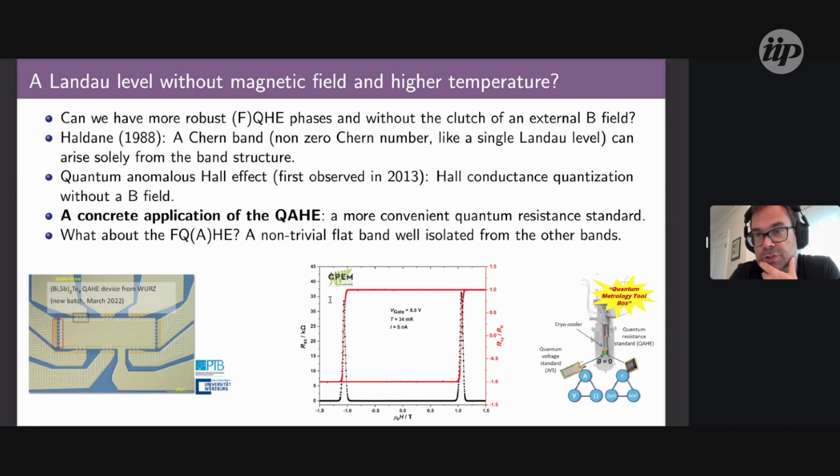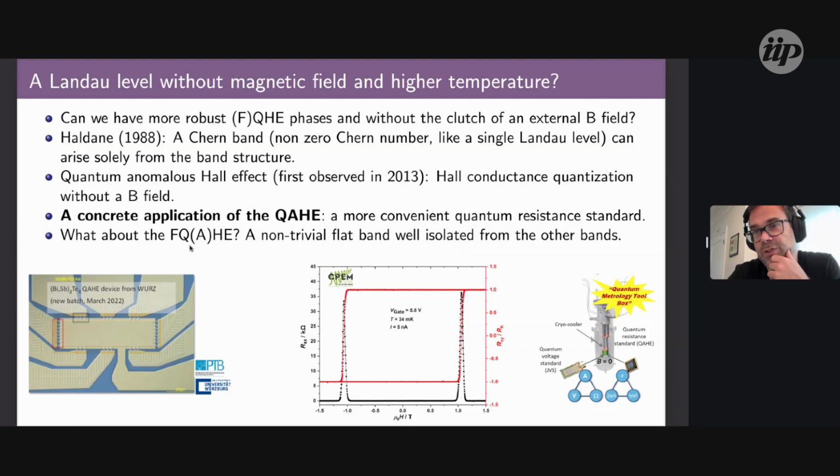The quantum anomalous Hall effect was first observed more than 10 years ago, and you have a very nice quantization, for example, here at zero field of the Hall conductance in red. And this is without applying any external magnetic field. And it has actually a concrete application for people that want to build a quantum resistance standard that you can access in a lab without relying on high magnetic field. So that's the case for the integer quantum Hall effect, but you might wonder, what about the fractional one?